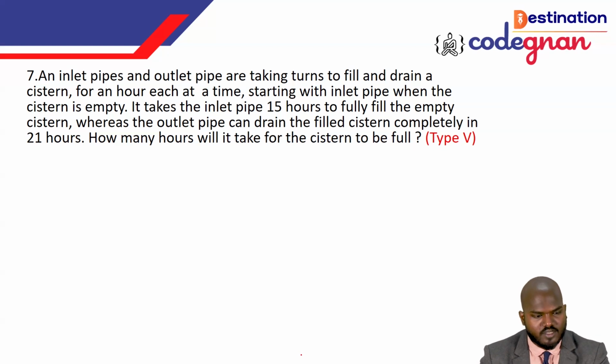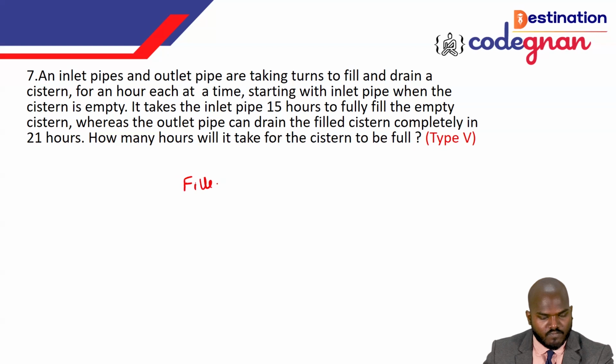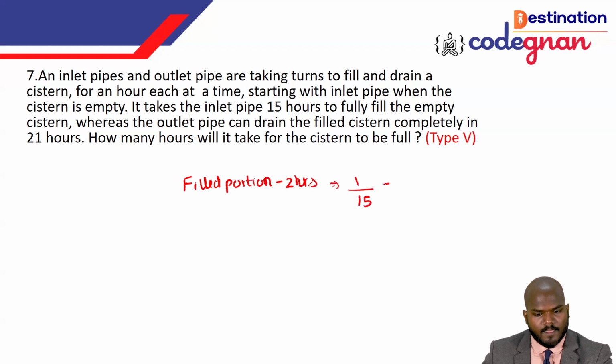We can deal with this one, guys. The filled portion of the cistern in 2 hours we can take up, because both of the pipes are working alternatively here. That is the filled portion in 2 hours. If you take it here, it will give you 1 by 15 minus 1 by 21, because one is the inlet pipe fully filling, and the other one is draining. That is what we are taking.